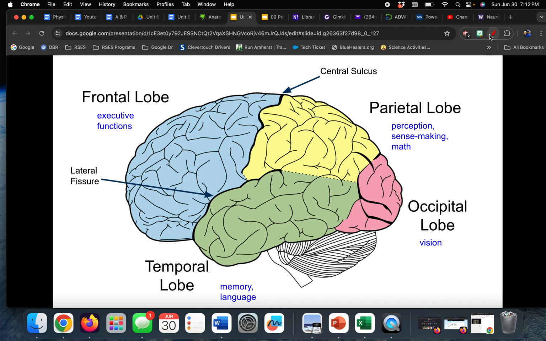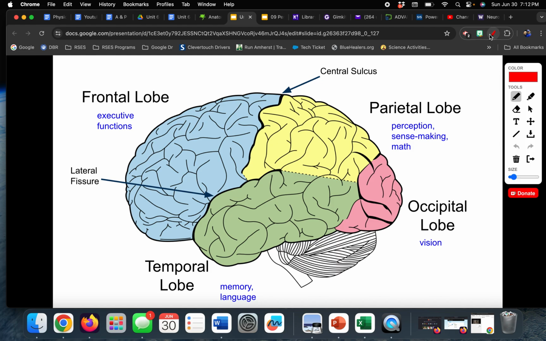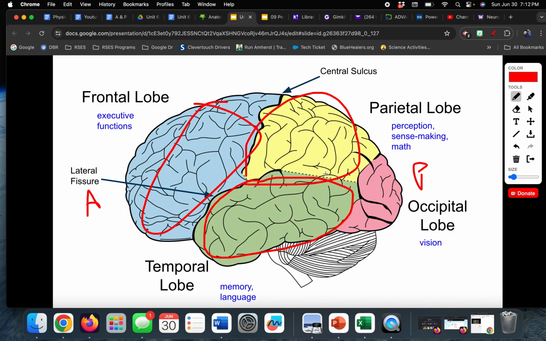All right, so the lobes of the brain should be pretty easy for us if we remember our bones of the skull. So remember, this would be our anterior side of the brain, front. This would be our posterior, back. And we have the frontal plate of the skull. Well, that's where the frontal lobe is of the brain. The temporal lobe is underneath the temporal bone. The parietal lobe's under the parietal bone, and the occipital is under the occipital bone. So those should be no problem.